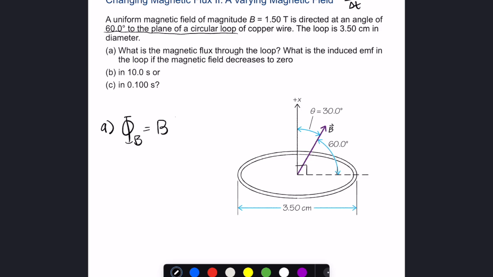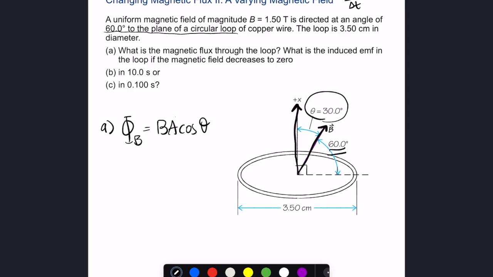Well, flux is BA cosine theta, right? We know we're going to be using that cosine component since we have an angle given to us. But we need to make sure that we're using the correct definition for theta. Theta, just as we did in chapter 17 with electric flux, is always the angle between the area vector of the area and the B field, okay? So the 60 degrees is not what you put in this formula, okay? You're going to have to do a little bit of geometry, and what you find is that the angle you need to put in there is 30 degrees.